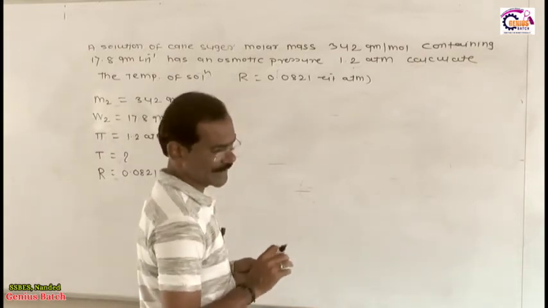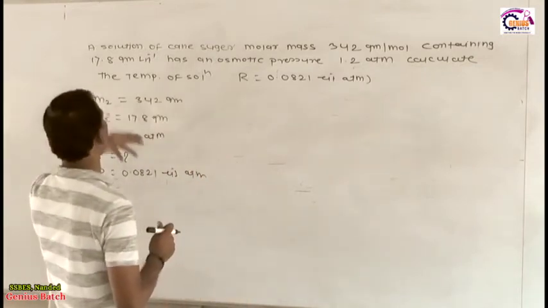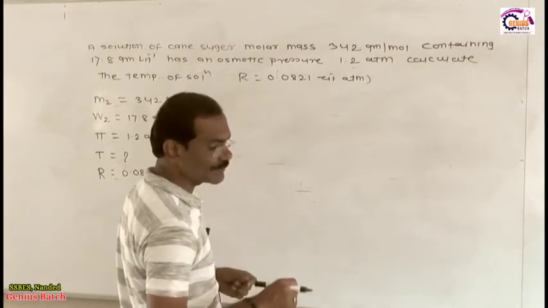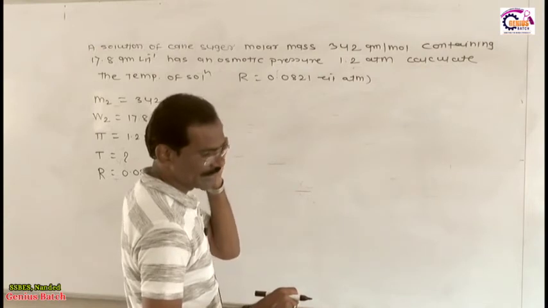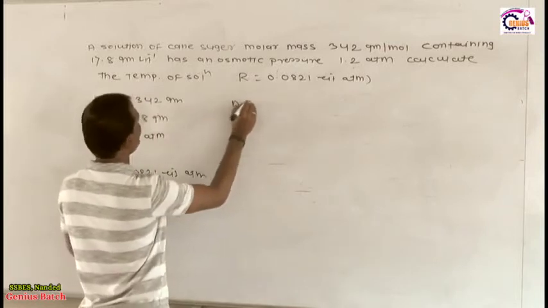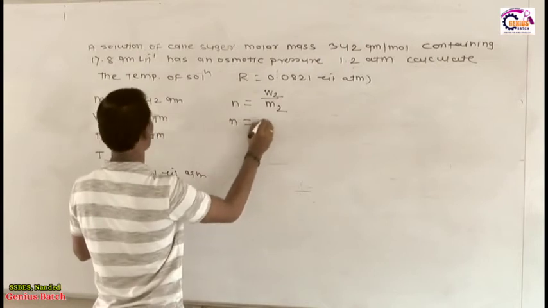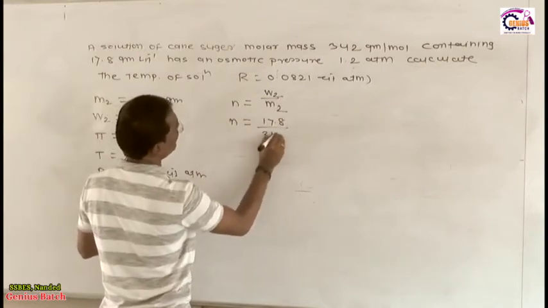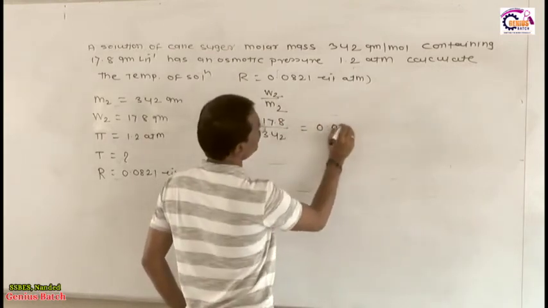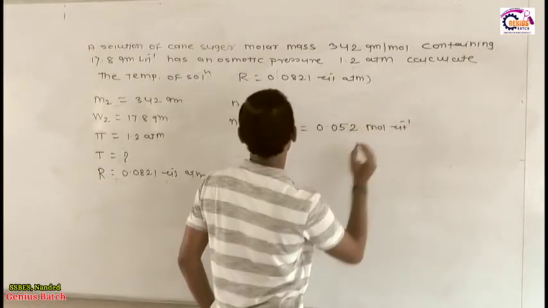So what is the phenomenon related to this? You first calculate the concentration, because concentration means number of moles divided by volume of solution. So how to calculate the concentration? You just calculate the number of moles. n is equal to weight of solute divided by molar mass. n is equal to 17.8 divided by 342, and the value of number of moles is 0.052 mole per liter. This is the number of moles.